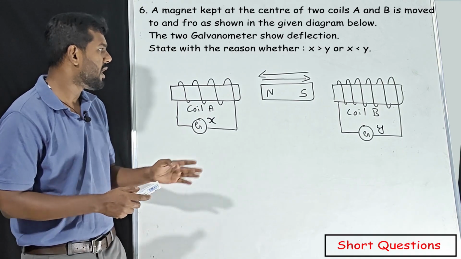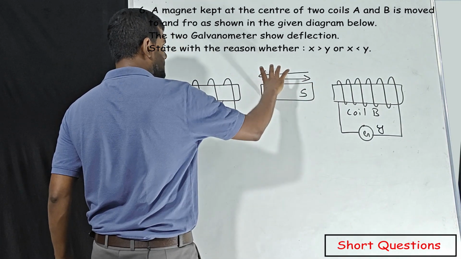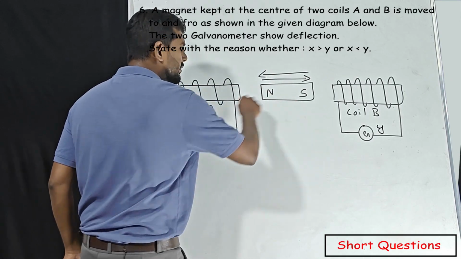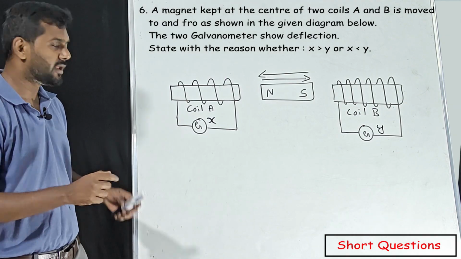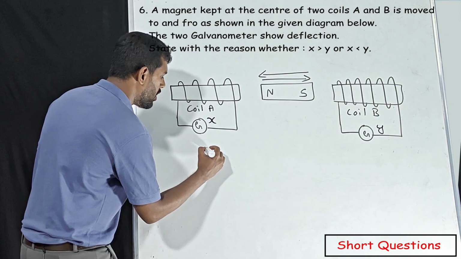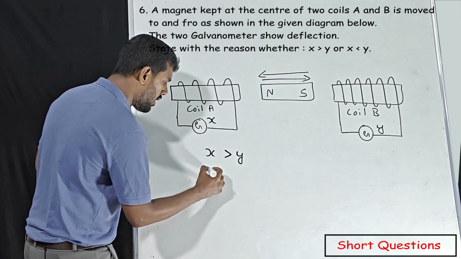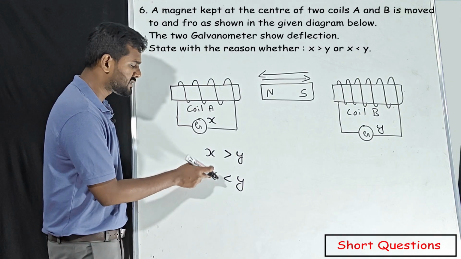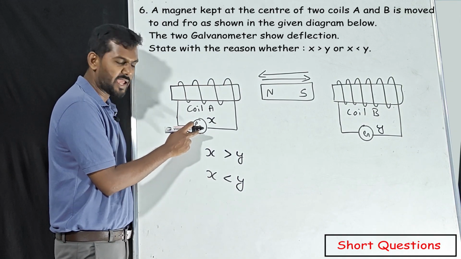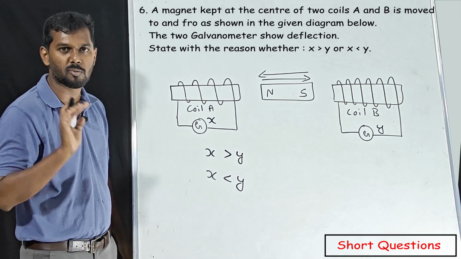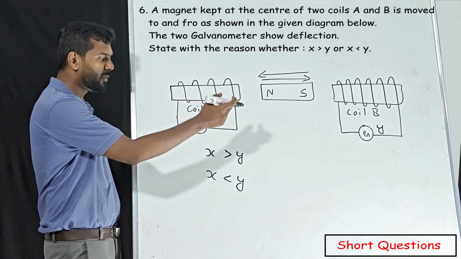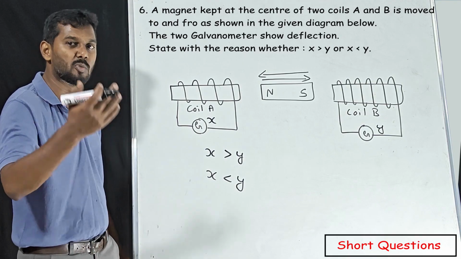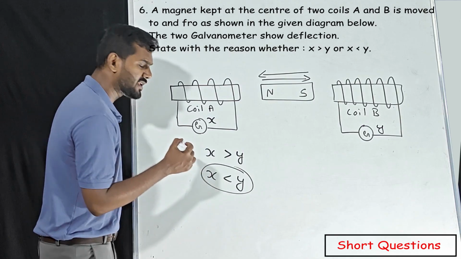Now whenever the two coils are there and there is a magnet between these two, we are going to make this magnet move to and fro. They are asking whether x is greater than y or x is lesser than y. So x represents the current in galvanometer x, and y represents the current in galvanometer y. In which galvanometer there is more magnitude, that is more strength? Very simple answer: x is lesser than y.